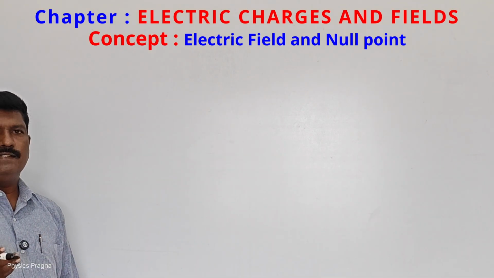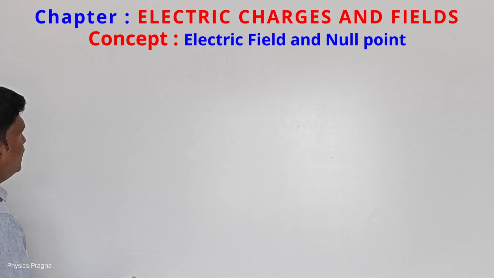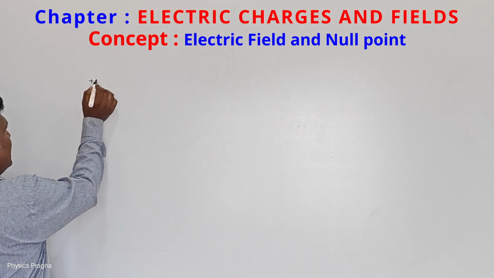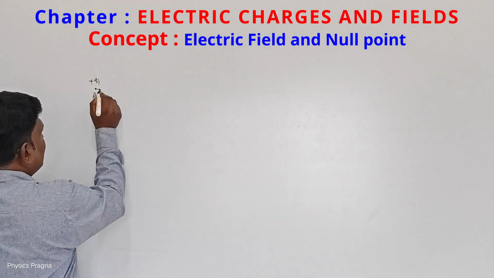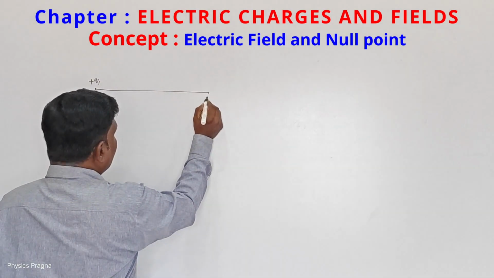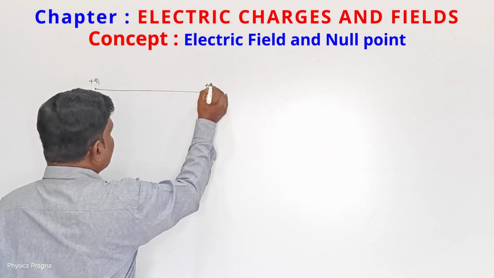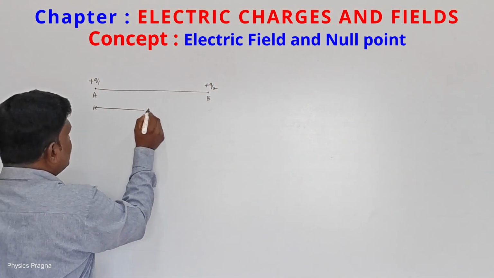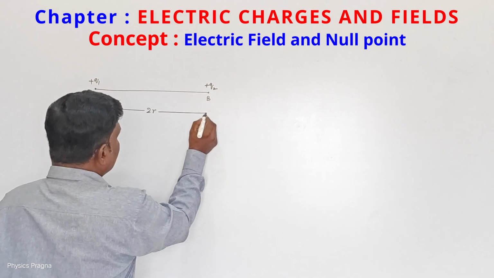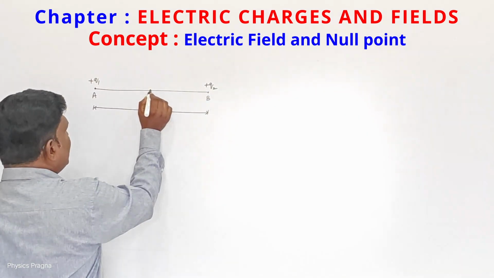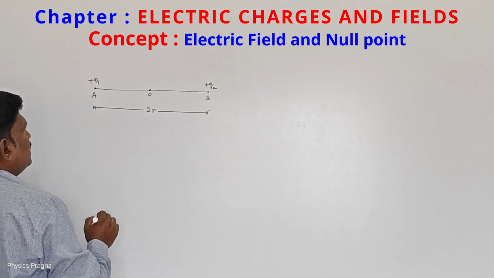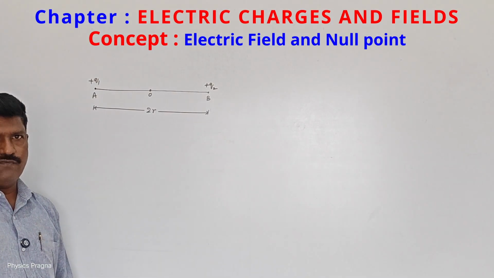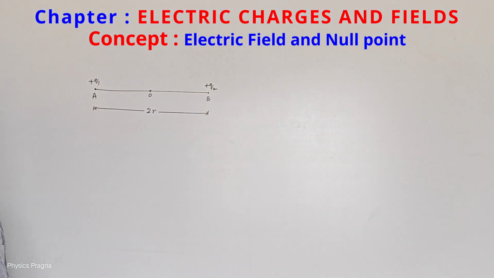Let us take two point charges. At A, one point charge is there, plus Q1. At B, another point charge is there, plus Q2. The separation between these two charges is 2R, and exactly at the midpoint, you've been asked to calculate the net electric field at O, the midpoint.